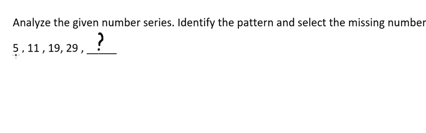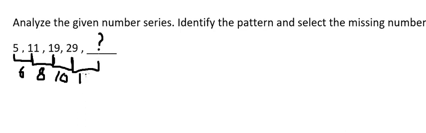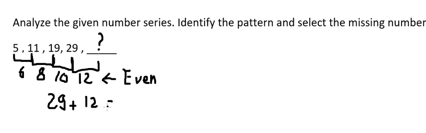We know that the difference between 5 and 11 is 6. From 11 to 19, the difference is 8. From 19 to 27, the difference is 10. So the next one should be 12. That is about even numbers. So now 29 plus 12, we have 41.